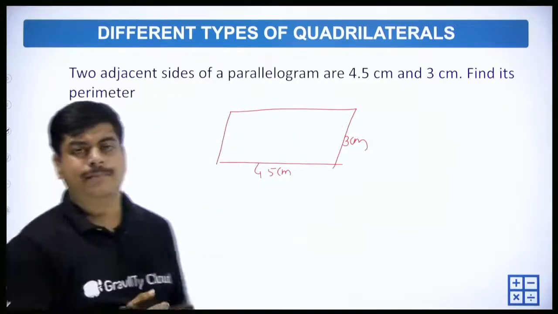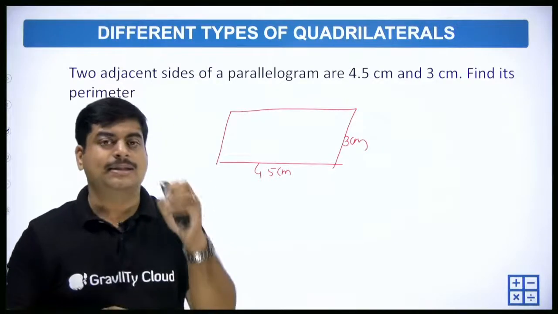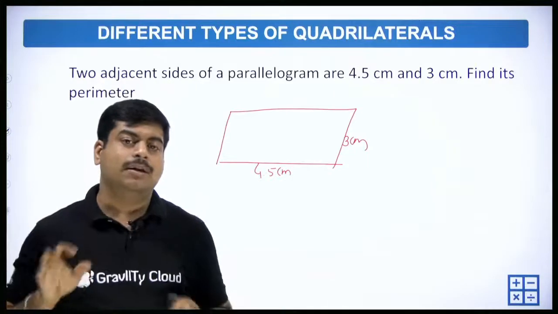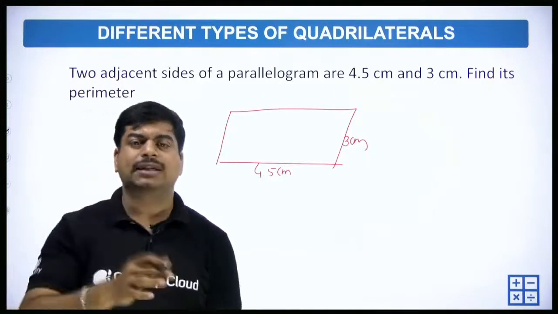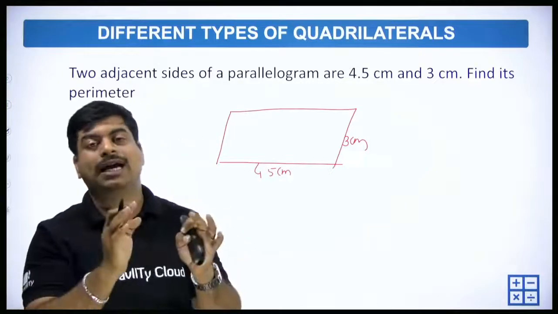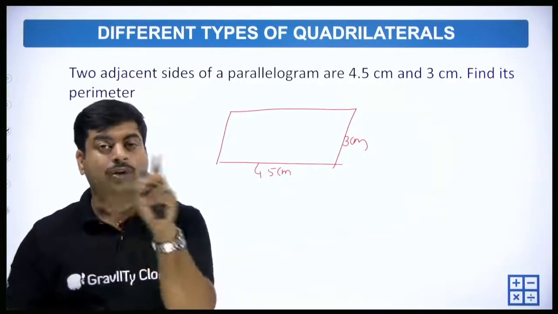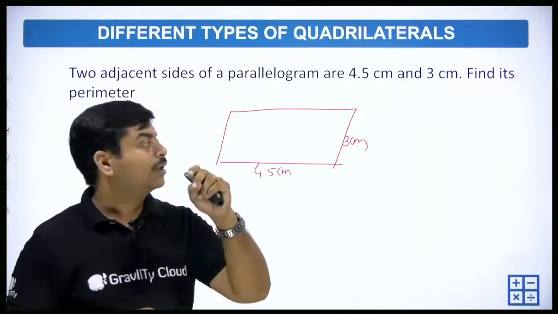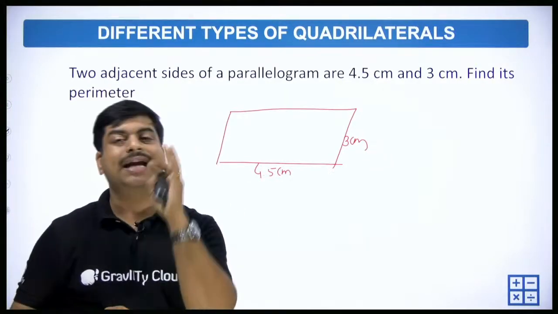What do you mean by perimeter? Perimeter is the sum of all the sides. It may have 10 sides, 20 sides, 100 sides, whatever it is; the sum of the lengths of all those sides will give you the perimeter. We are not discussing area. Don't confuse perimeter and area.